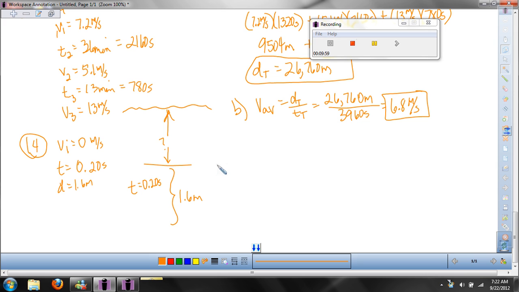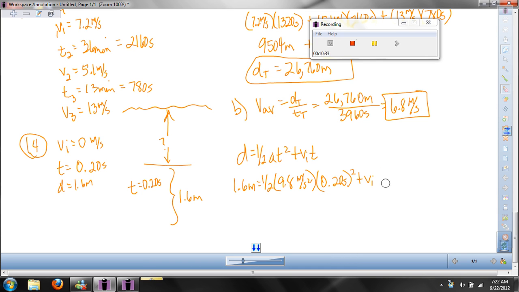All right, so I played with it and said, well, let's find VI. So D equals 1/2 AT squared plus VIT, because I know everything. So 1.6 meters equals 1/2. Gravity is my acceleration. T is 0.20, plus VI, I don't know, times T, which is still 0.20. So when I did all that work, I solved for VI and I got 7.02.